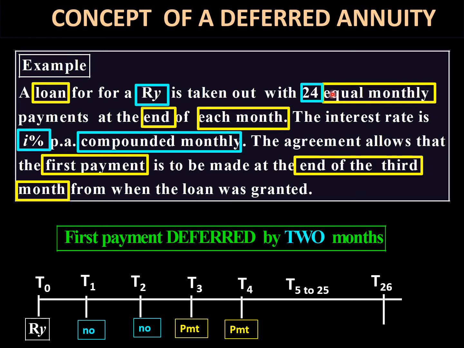But you see, the question here says that it has to be 24 payments. So although you miss the 2, in other words, you start making the payment, you'll have to now go up to the 26 months, right? Because you still have to make 24 payments there. So there's all these payments from number 5 to 25, and then you have your payment number 26.